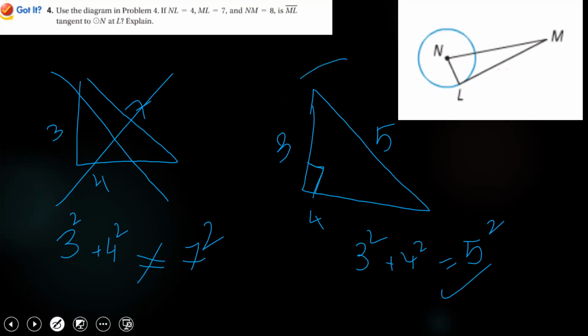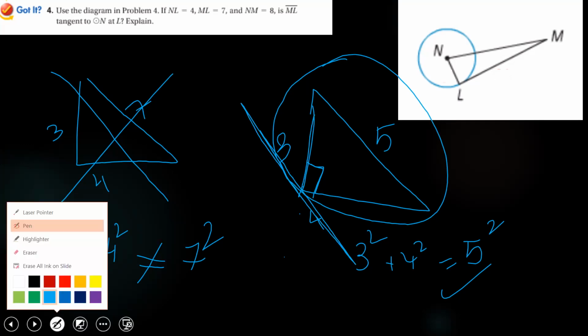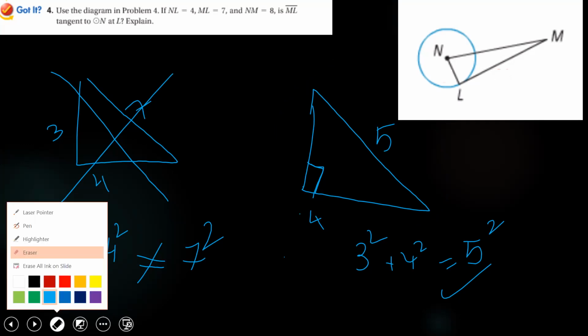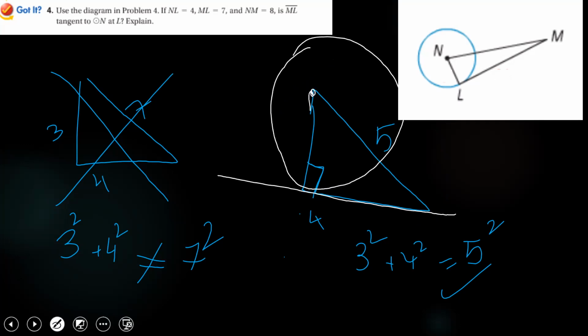Since it is perpendicular, that means there is a line that is perpendicular to a circle, which is a tangent line. So I can say that the white line segment is perpendicular to the radius.